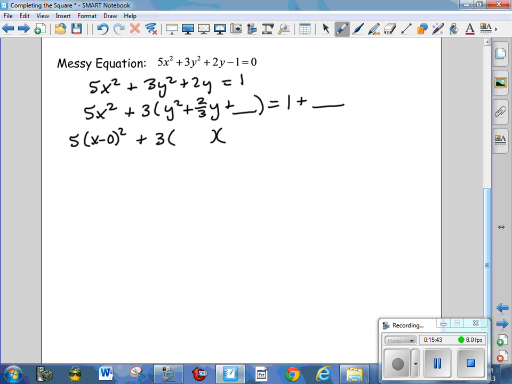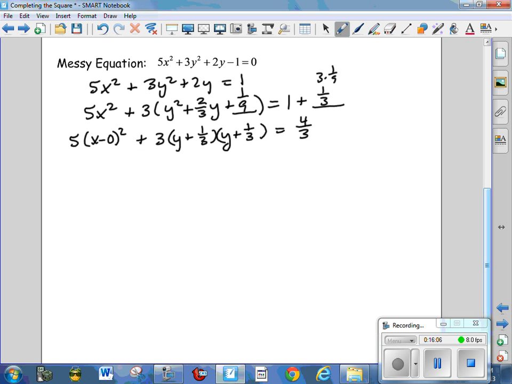If I factor this into two binomials, I get a y. Half of 2/3 is 1/3, and then plus 1/3 each time. And then 1/3 times 1/3 is 1/9. But be careful, I'm not adding 1/9 to both sides. I'm adding 3 times 1/9, which is 3/9 or 1/3. So this turns out to be 4/3.